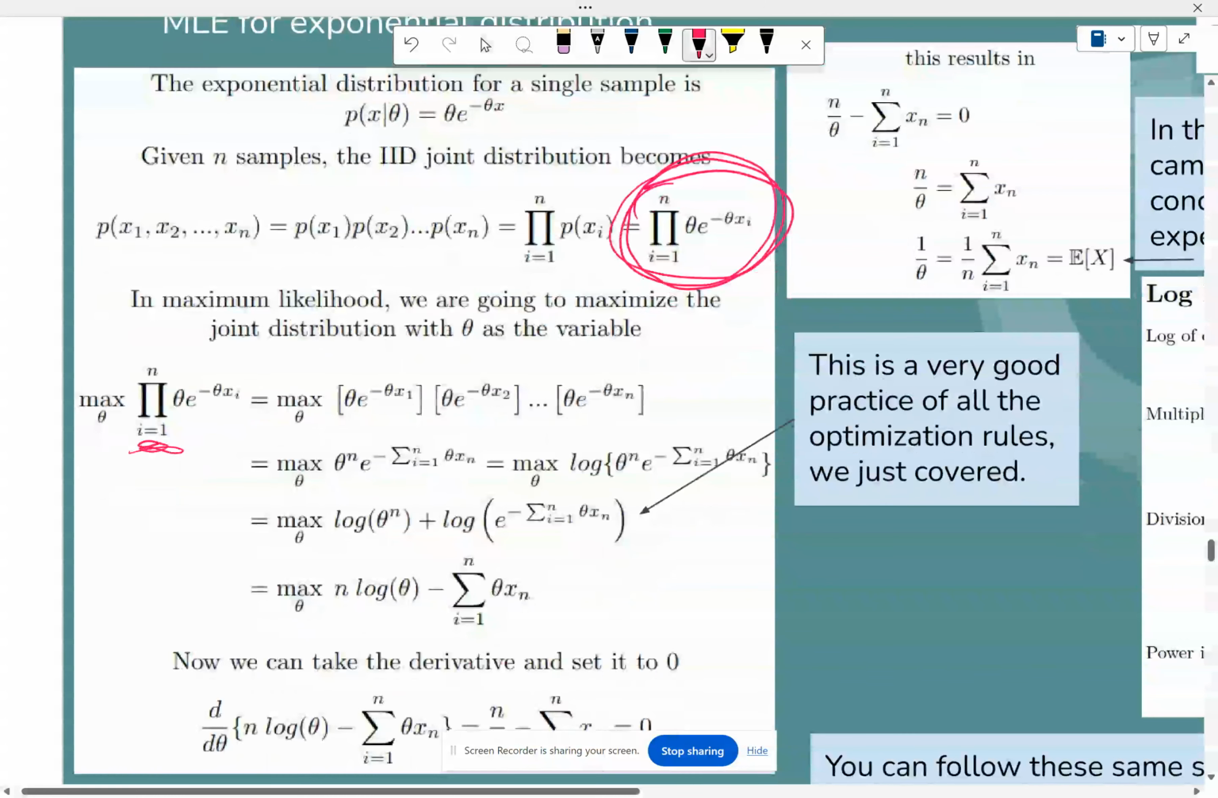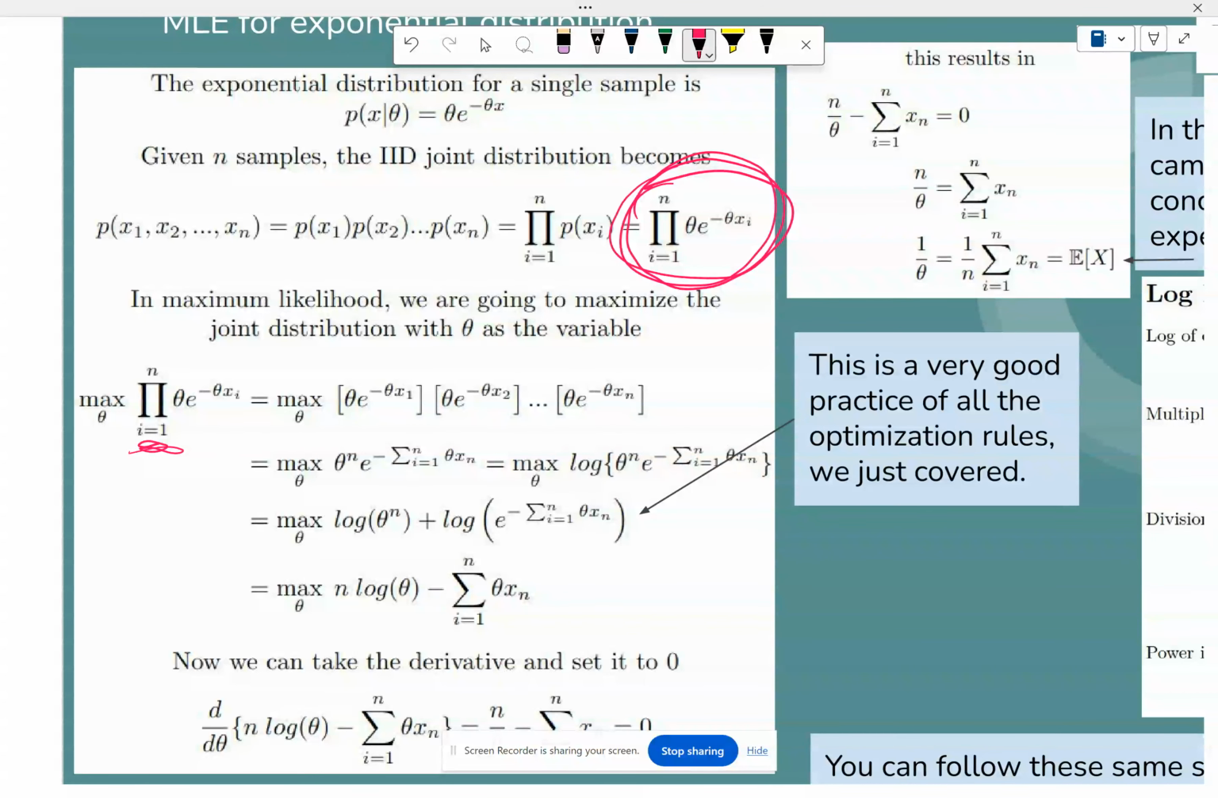Well, what does the product mean? It means you're multiplying all the way from x1 to xn. So you're multiplying them together. And notice that the thetas here are identical. So if you multiply theta n times, it is theta to the n. And the power terms, you can actually add them together. So when you add the power together, this is what you get.